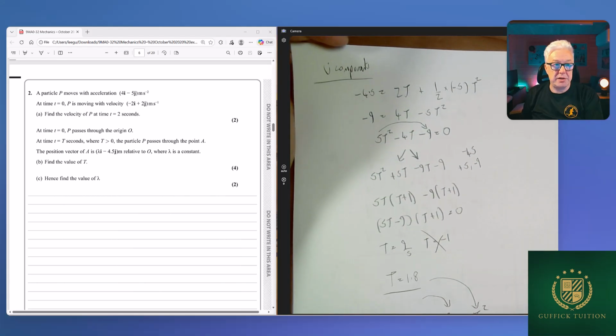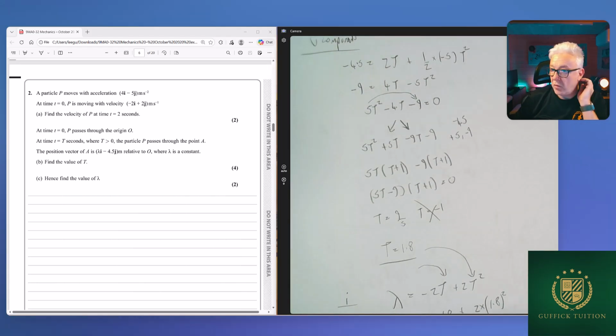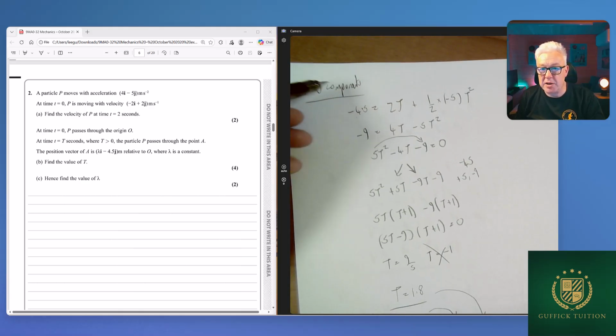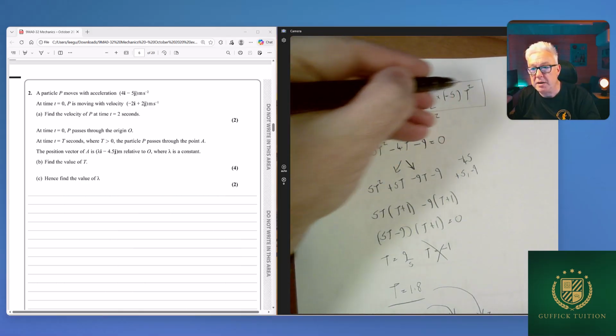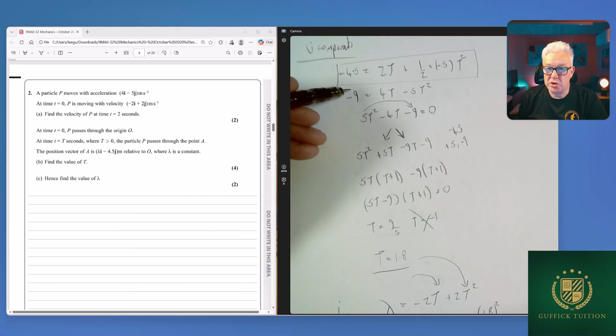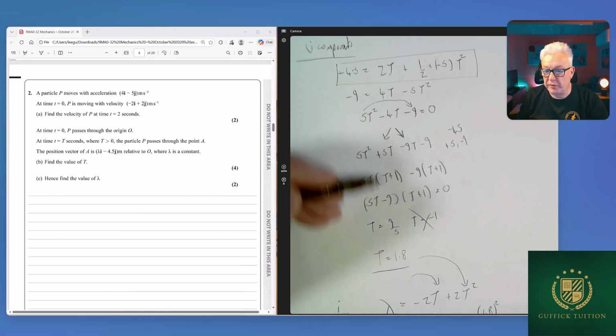So as I say, it was a SUVAT question there, where we had a constant acceleration, and we did not need to do any integrating or differentiating. So quite a nice SUVAT question. I think the trickiest part of that question was recognizing that you just needed to isolate these J components here. But once you realized that you needed to isolate those J components, you could solve for t.